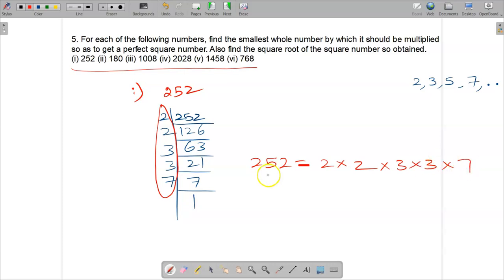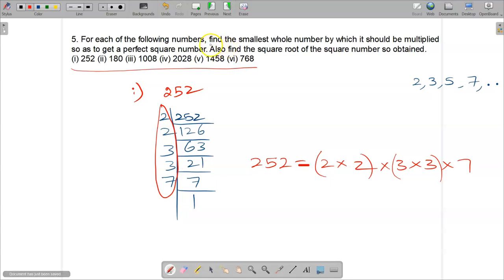Generally, in order to make a number a perfect square, each and every prime number should occur twice, that is, we should be able to form a pair, okay. Here 2 into 2 is a pair, so we made a pair. Again 3 into 3 occurred twice, so we made a pair. But when coming to 7, the number 7 has no pair, okay. Because of this number 7 only, 252 is not a perfect square, okay.